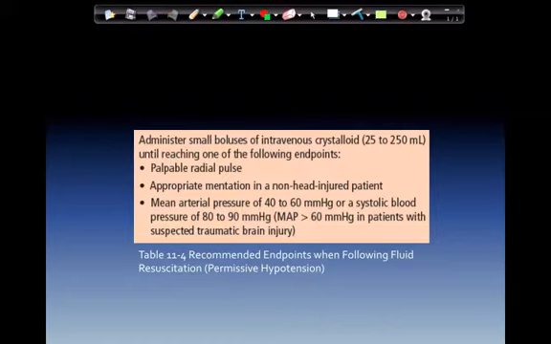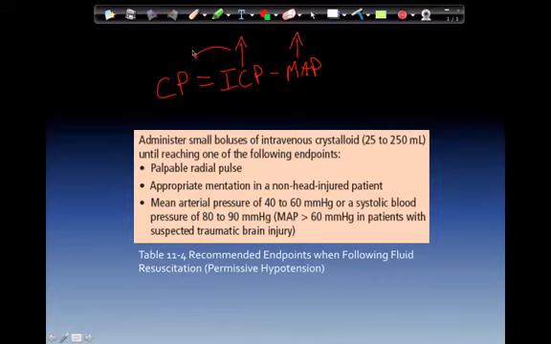They have to be able to perfuse their head. Cerebral perfusion equals intracranial pressure minus the MAP, mean arterial pressure. So as the intracranial pressure goes up, the mean arterial pressure has to go up to allow for cerebral perfusion to occur.